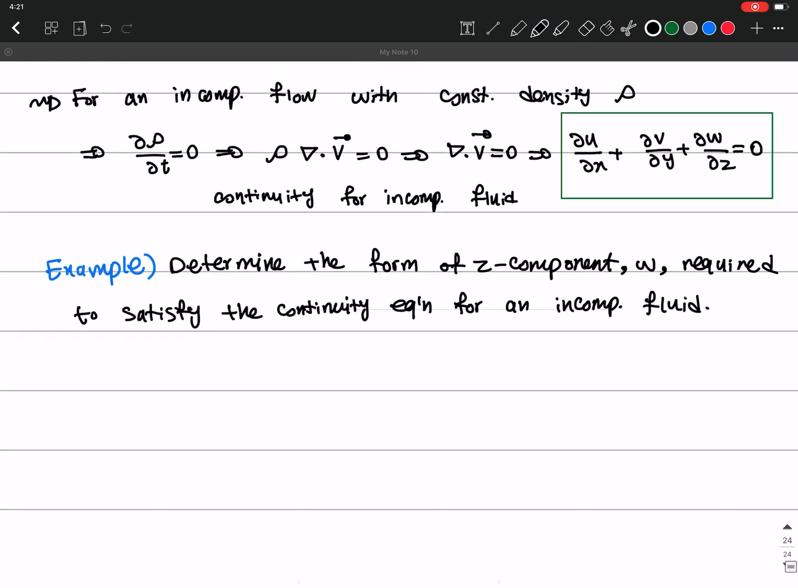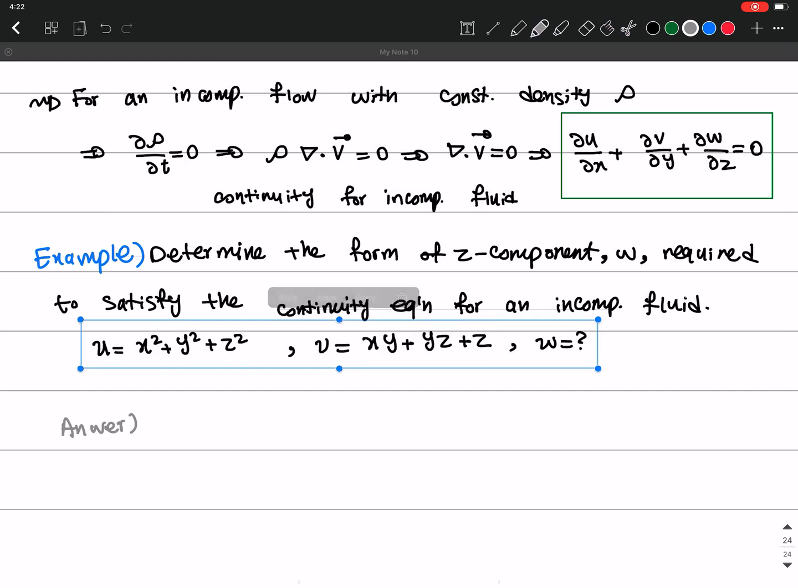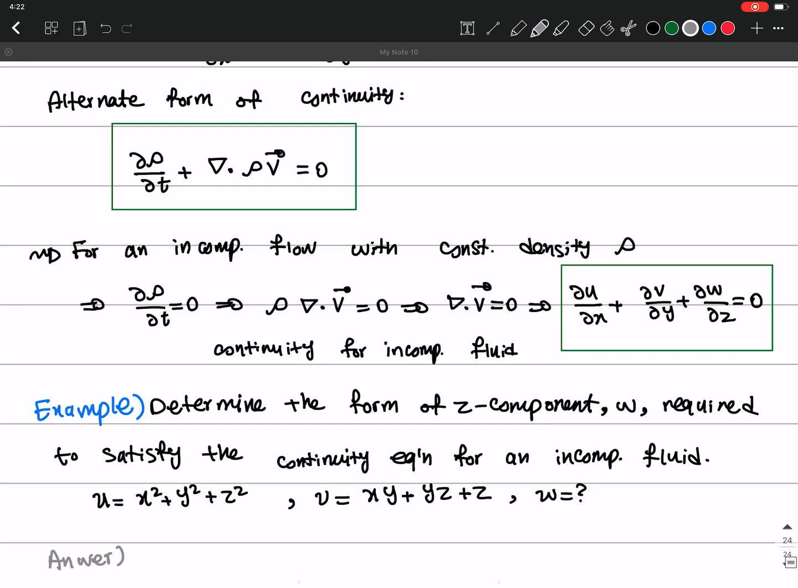Okay, so the question is like this. We have the u component, which is x squared plus y squared plus z squared, and then we have the v component, which is defined as xy plus yz plus z, and then we don't know the w component, and we want to determine it such that it satisfies the continuity equation for an incompressible flow.